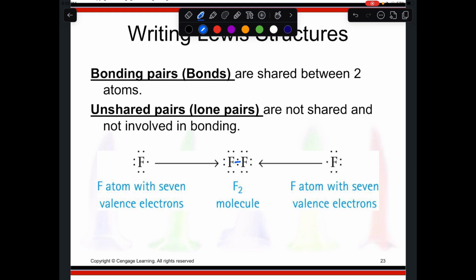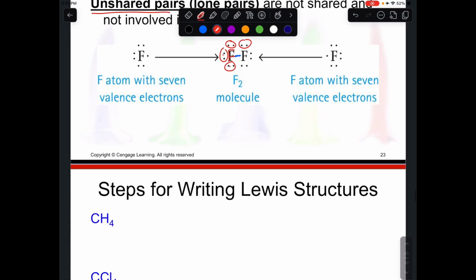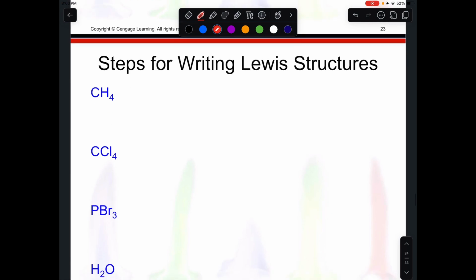Now, we typically draw it as a line, and we don't see these dots here. So it ends up just being a connection, but we know a line is made up of 2 dots, and that is a bonding pair or a bond. And then unshared pairs here are what we call lone pairs. So this fluorine on the left has 3 sets of lone pairs, and so 1 bond and 3 lone pairs on each of the fluorines, just so that we start to talk about terminology and we can use the correct terms.